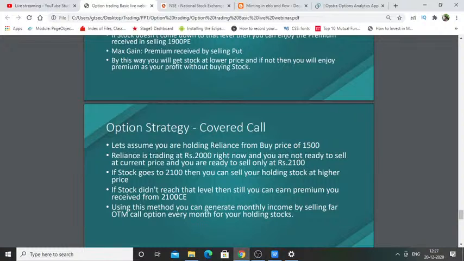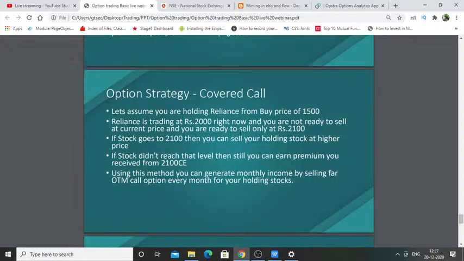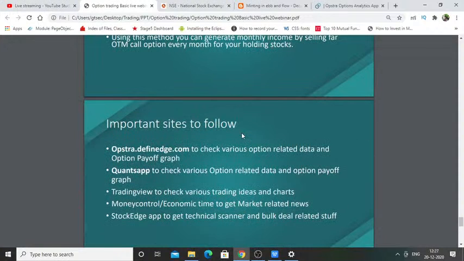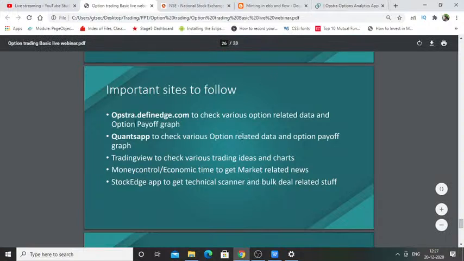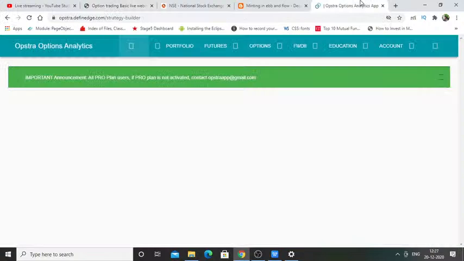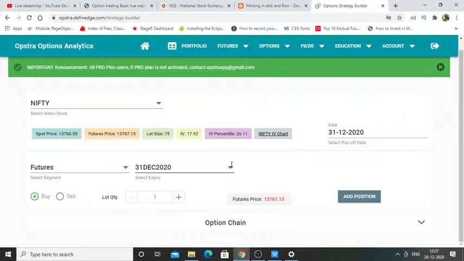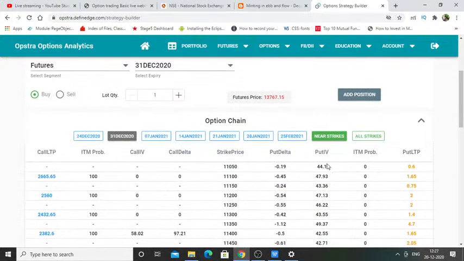Yeah, sure. Okay, so this is about a covered call. Now, these are all the important signs to follow related to option trading. This is Opstra, opstra.definedge.com. Here you can look for the option Greeks. This is an option chain, and here you can see the option deltas.